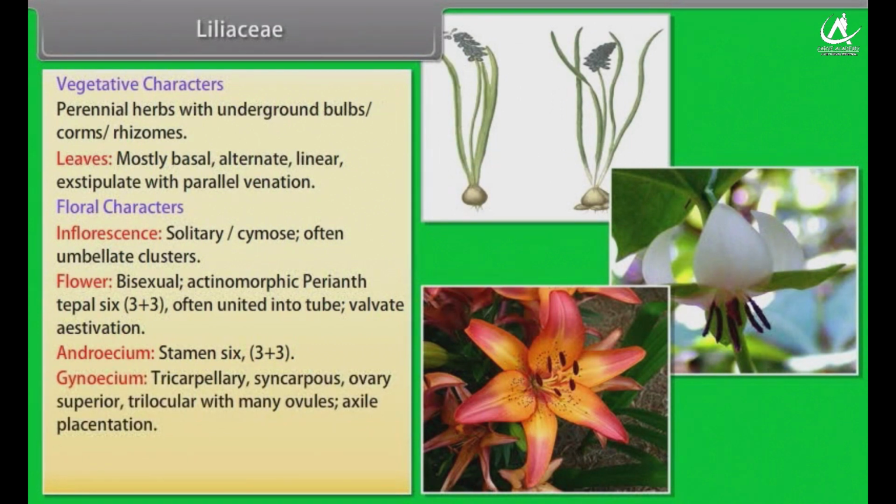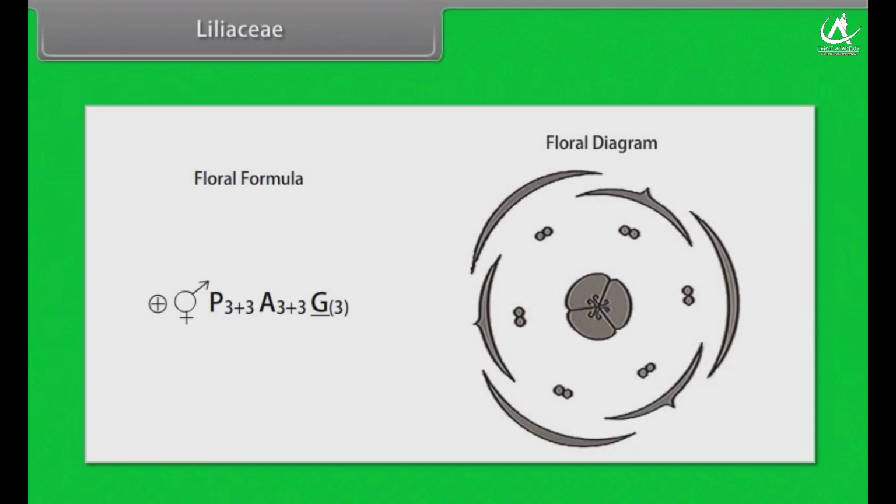Gynoecium, tricarpellary, syncarpous, ovary superior, trilocular with many ovules, axile placentation. Fruit, capsule, rarely berry. Seeds endospermous. Floral formula is shown, and this is the floral diagram.